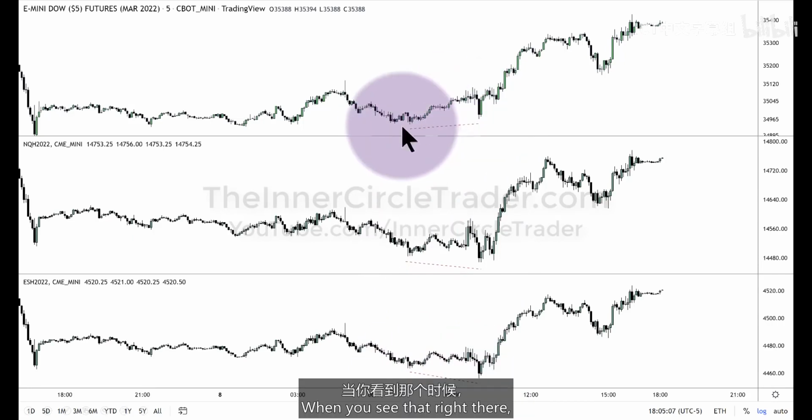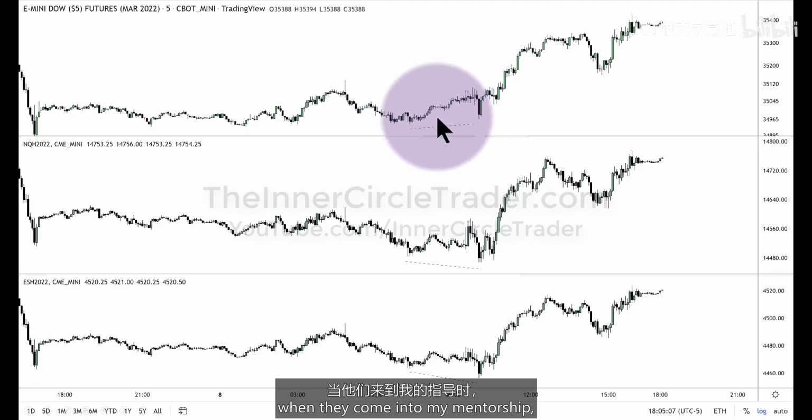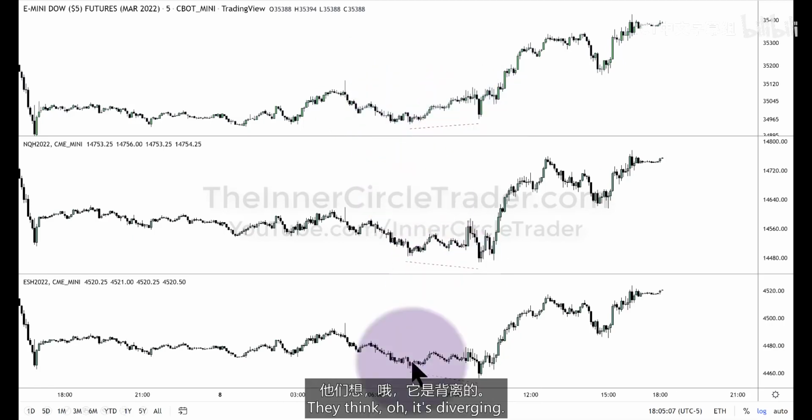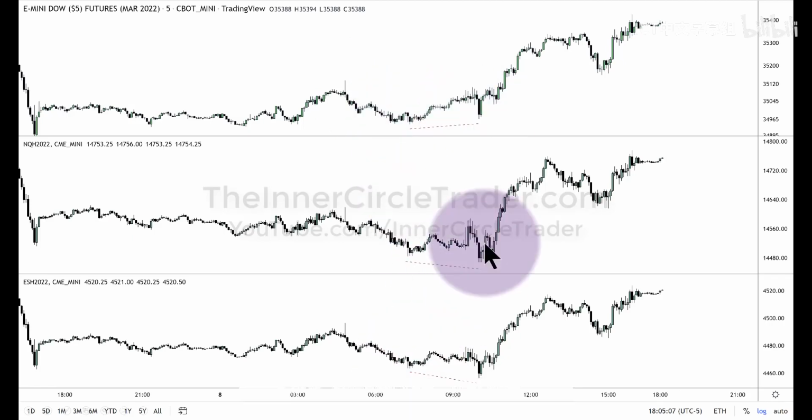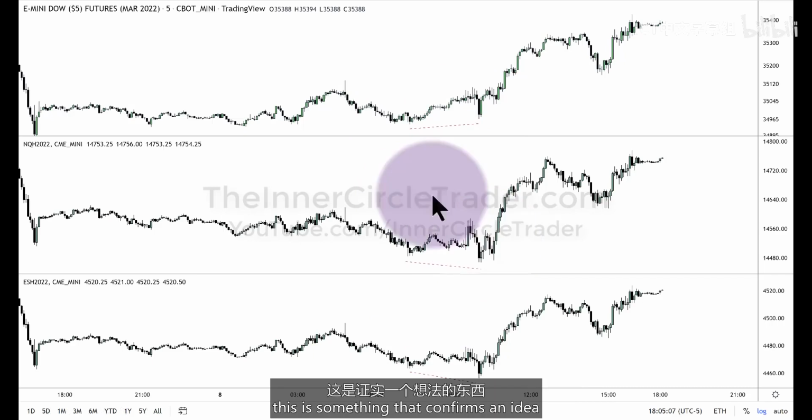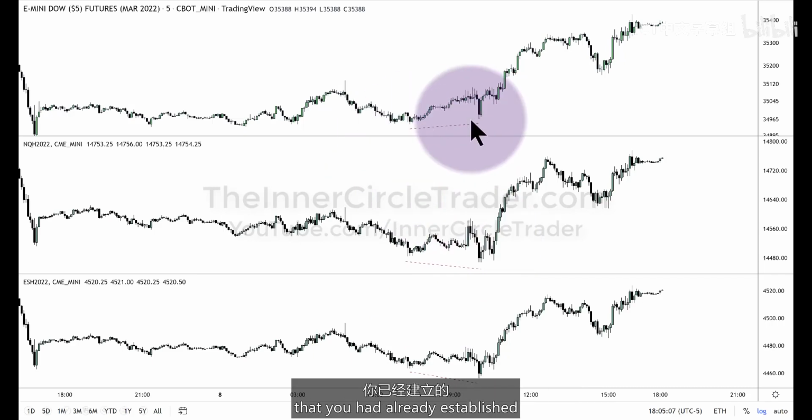When you see that right there, and here's an important thing, you anticipated it already. You're not looking for this. Some of my students, when they come into my mentorship, see this pattern and think, oh, it's diverging, so that means it's going to go the other direction. No. This is something that confirms an idea that you had already established before price does what it's doing in real time.